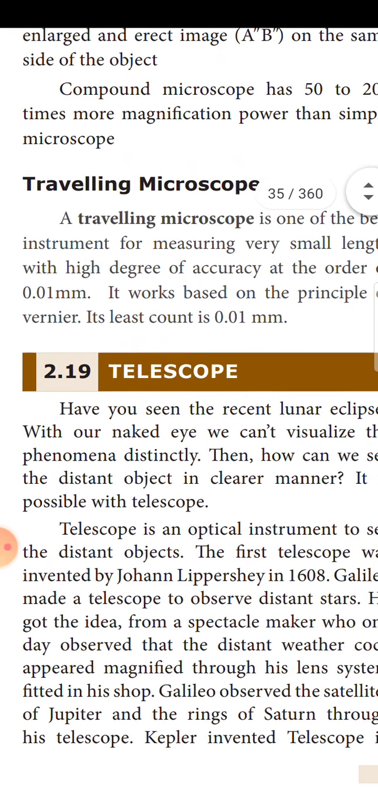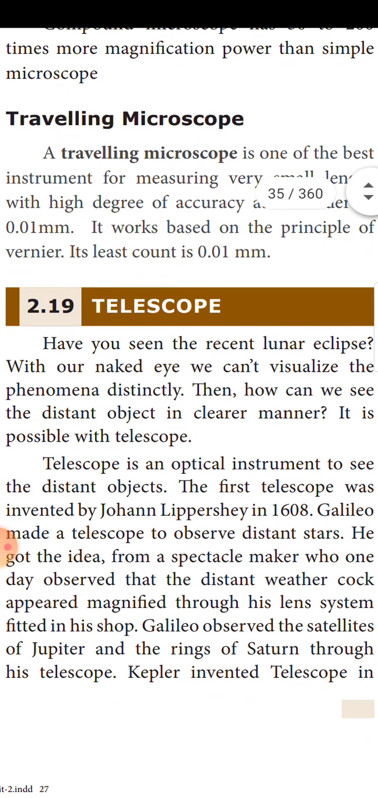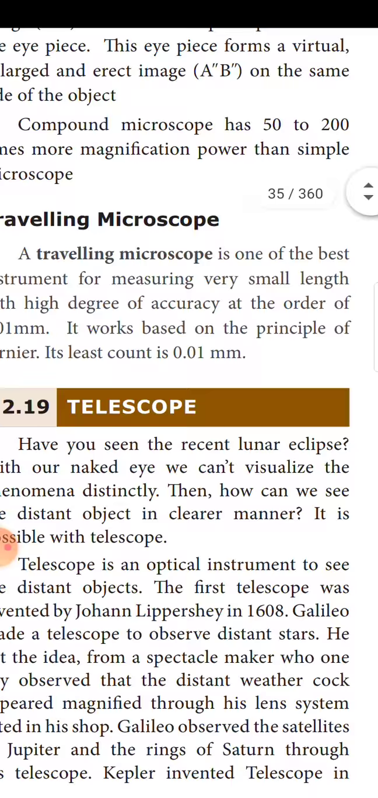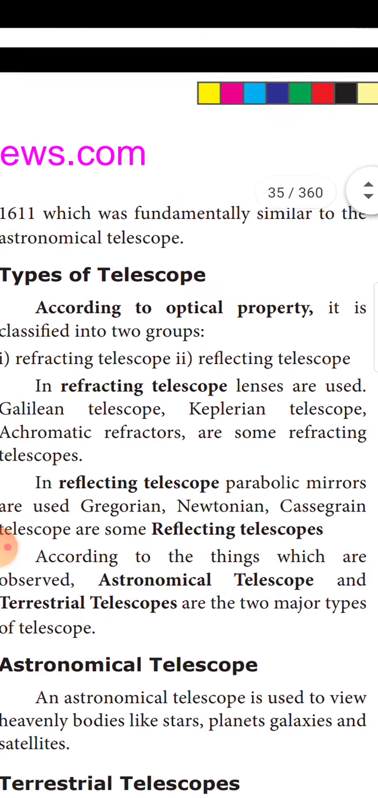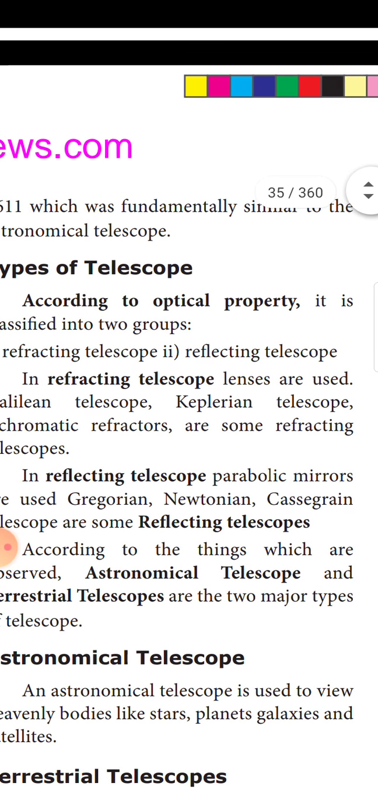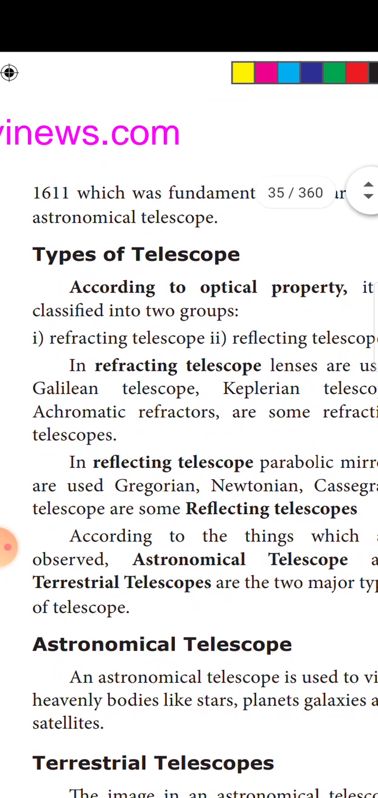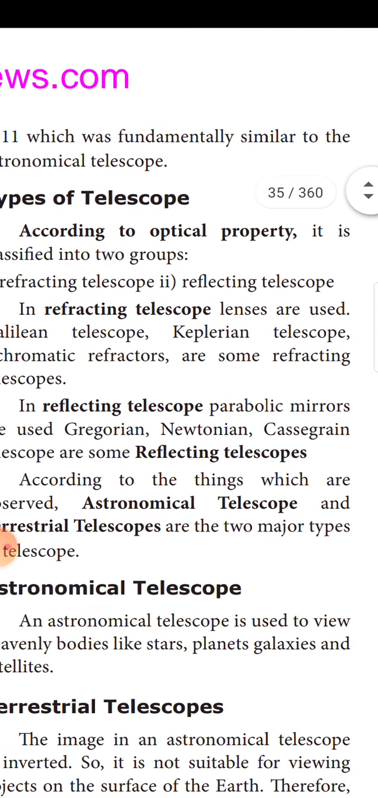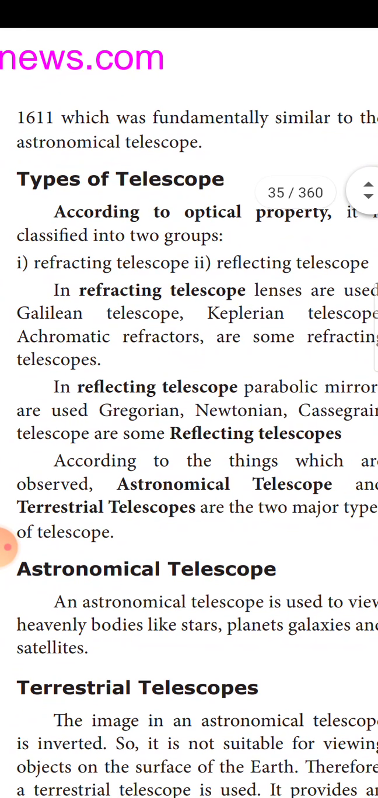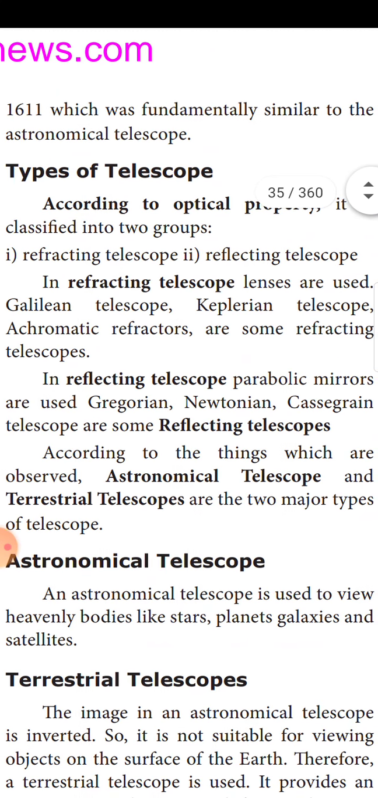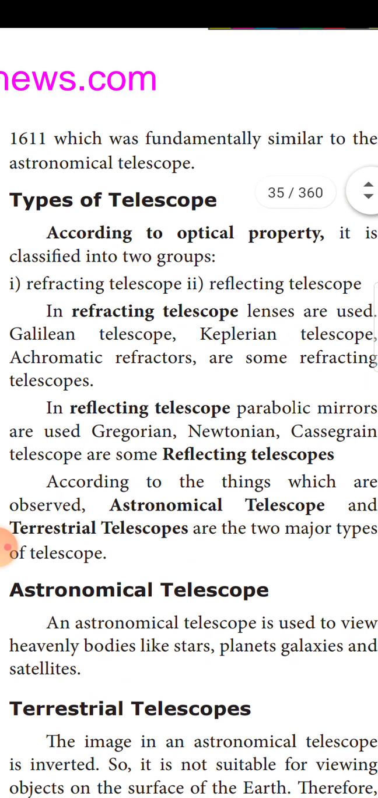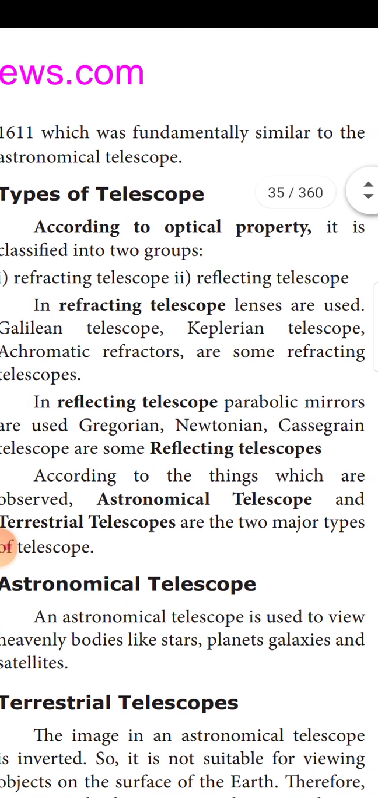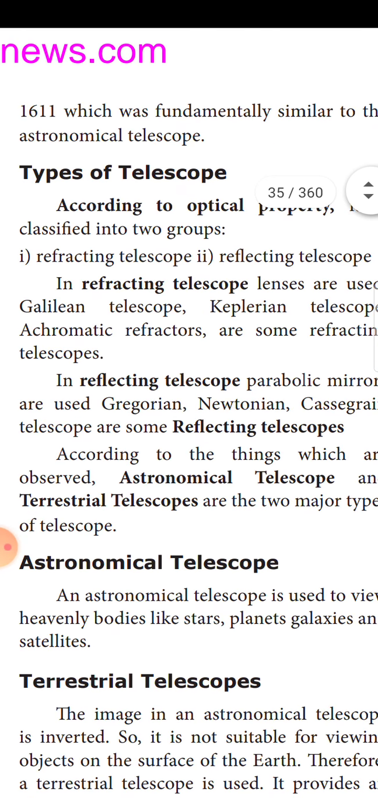Telescope was first introduced in 1608 by Johann Lippershey. In 1611, Kepler introduced one telescope. Types of telescope according to optical property are classified into two groups: refracting telescopes and reflecting telescopes. In refracting telescopes, lenses are used. Galilean telescope, Keplerian telescope, achromatic refractors are some refracting telescopes.